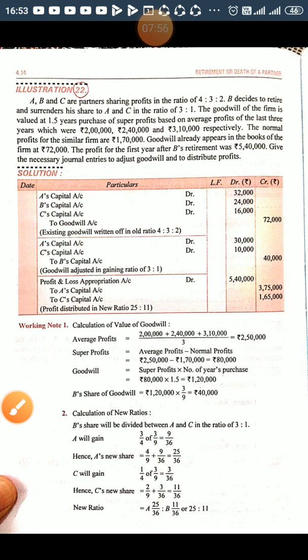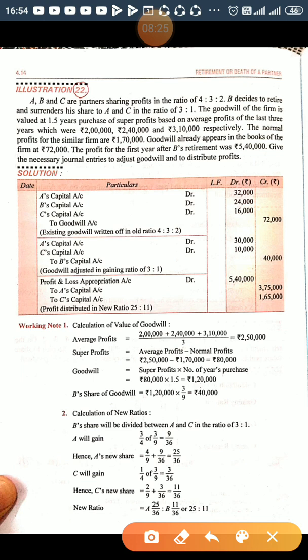Now we have to calculate the new profit sharing ratio, because the question also has given profit after B's retirement, 5,40,000. This profit will be shared by A and C only, because B is no more a partner. This profit is earned after B's retirement. So first of all, we will calculate the new profit share between A and C.